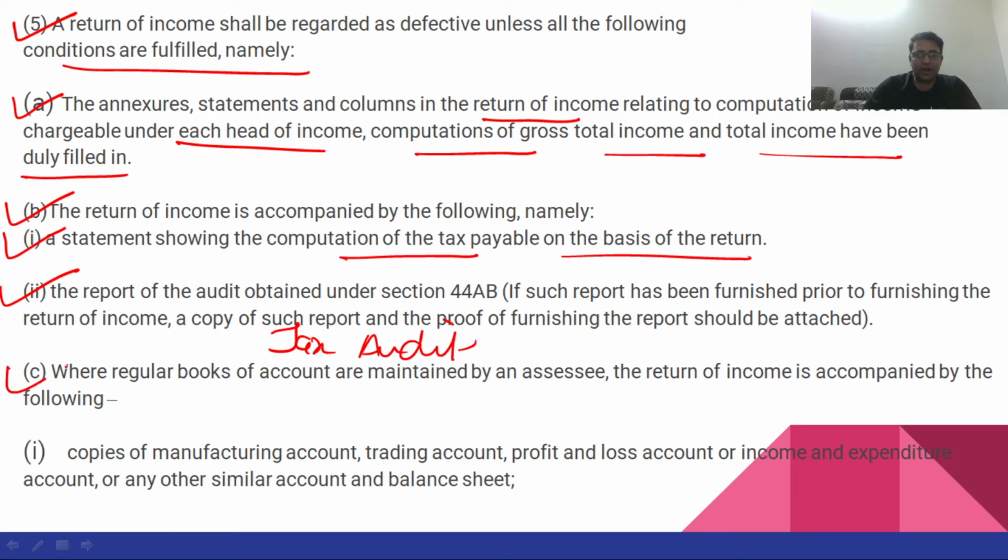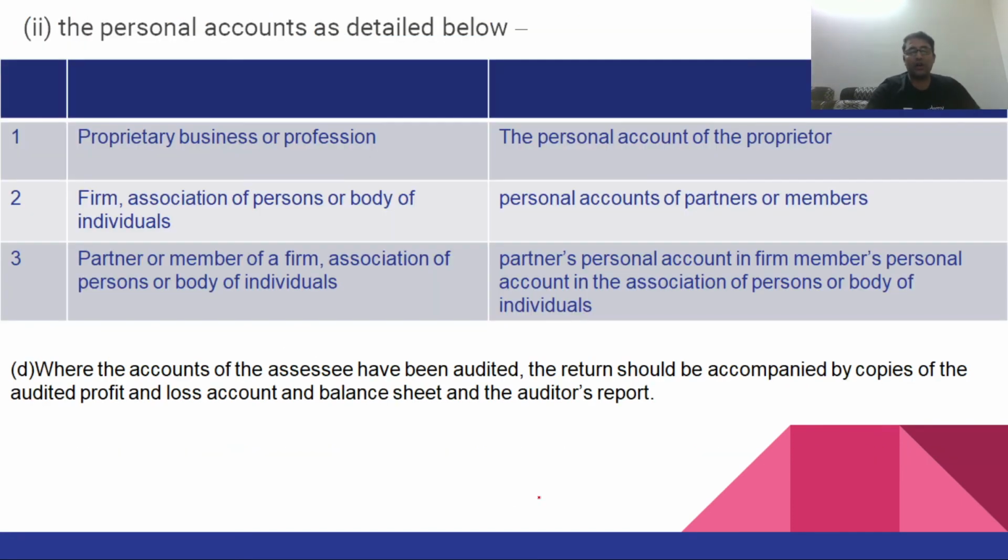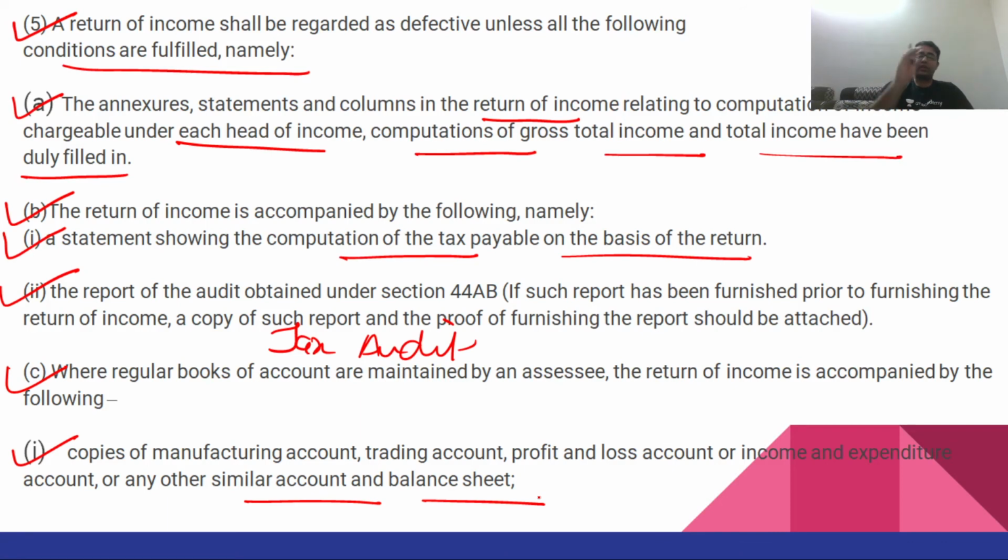Where regular books of accounts are maintained, the return of income is accompanied by copies of the manufacturing account, trading account, profit and loss account, or income and expenditure account, or similar account, and balance sheet, as the case may be. These need to be enclosed with the return of income. If these documents are not enclosed, the return of income will be treated as a defective return. All right.